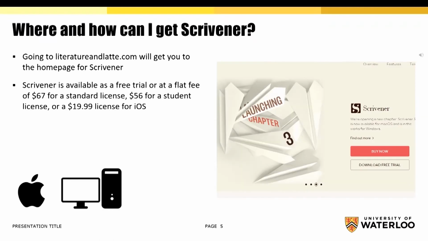Going to literatureandlatte.com will get you to the homepage for Scrivener. Scrivener is available as a 30-day free trial or at a flat fee of $67 for a standard license, $56 for a student license, or $19.99 for the iOS license. Scrivener is available on Mac operating systems, Windows, or iOS.